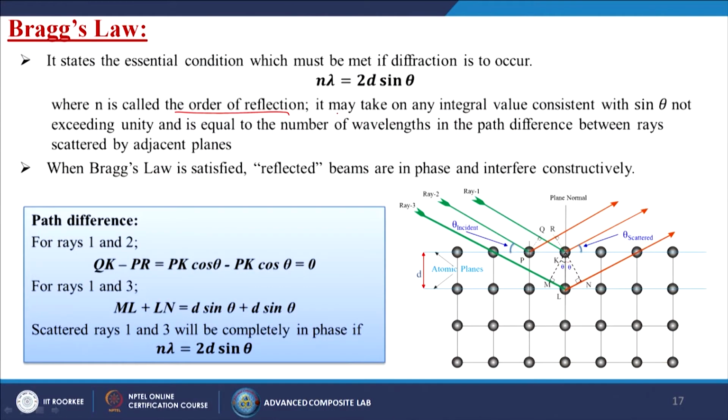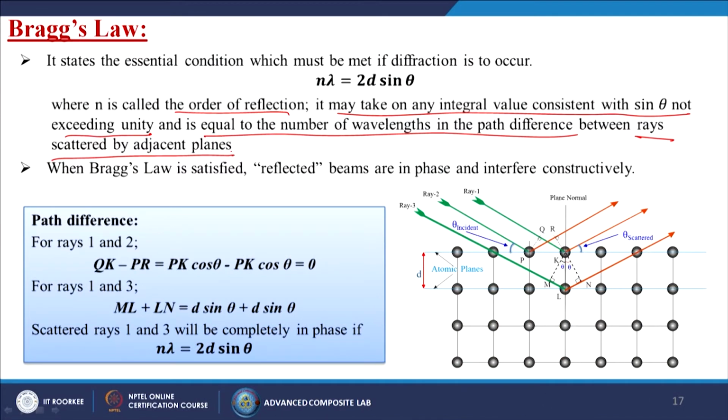It is nothing but n lambda is equal to 2d sin theta. Here n is called the order of reflection. It may take on any integral value consistent with sin theta not exceeding unity, and it is equal to the number of wavelengths in the path difference between the rays scattered by adjacent planes. So, when Bragg's law is satisfied, reflected beams are in phase and interfere constructively. That means we can get the results.